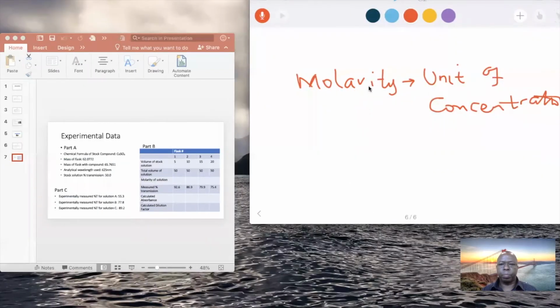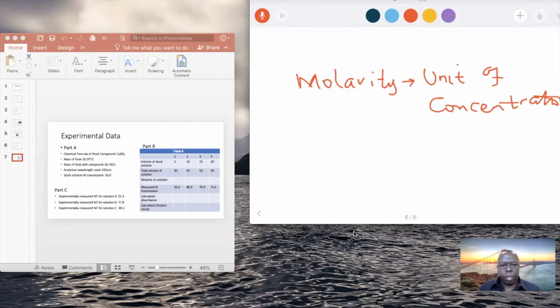Today's experiment is on molarity and solution. First, I'll walk you through how to complete the data sheet before we take the quiz for this lab. As I said, the experiment is on molarity and solution.